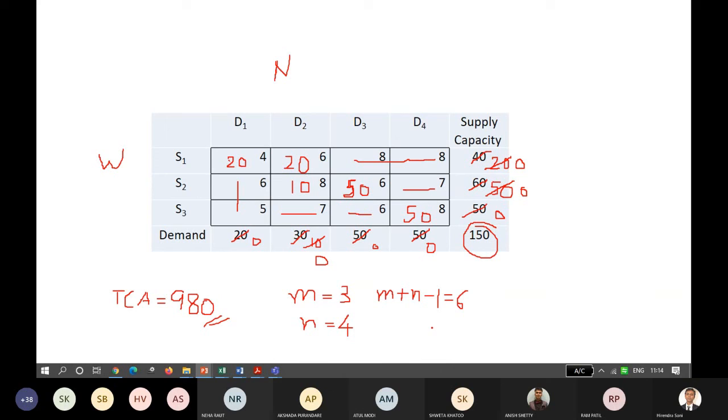Okay. So this is the basic feasible solution, whereas if it is less than that condition, then it will be called a degenerate basic feasible solution. Fine up to this?